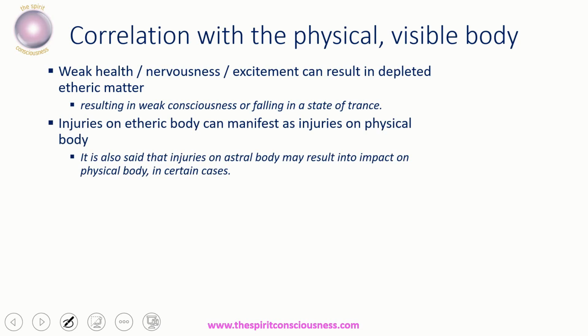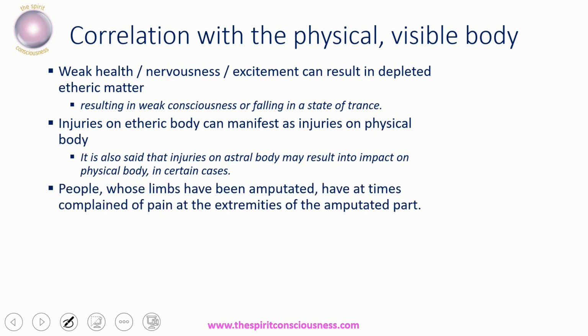As a corollary, injuries on the etheric body can manifest as injuries on physical body. It is also said that injuries on the astral body may result into impact on the physical body in certain cases. Now, the book also mentions about cases where people whose limbs have been amputated have at times complained of pain at the extremities of the amputated part. So let me just explain this with a quick diagram.